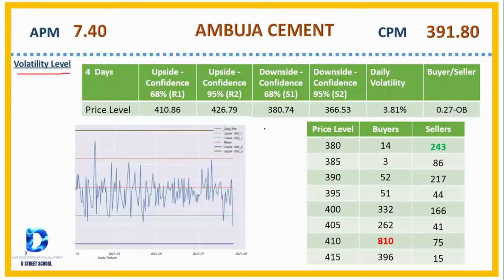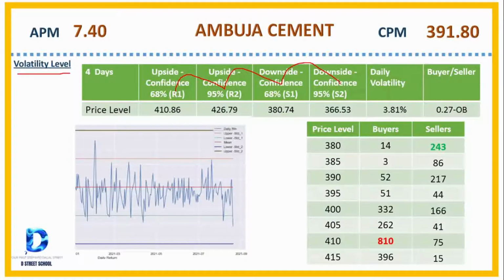I will give you a basic introduction about volatility and how you can interpret this data. That will give you a small enlightenment. These are the levels I have given here. You can find the names R1, R2, S1, and S2.